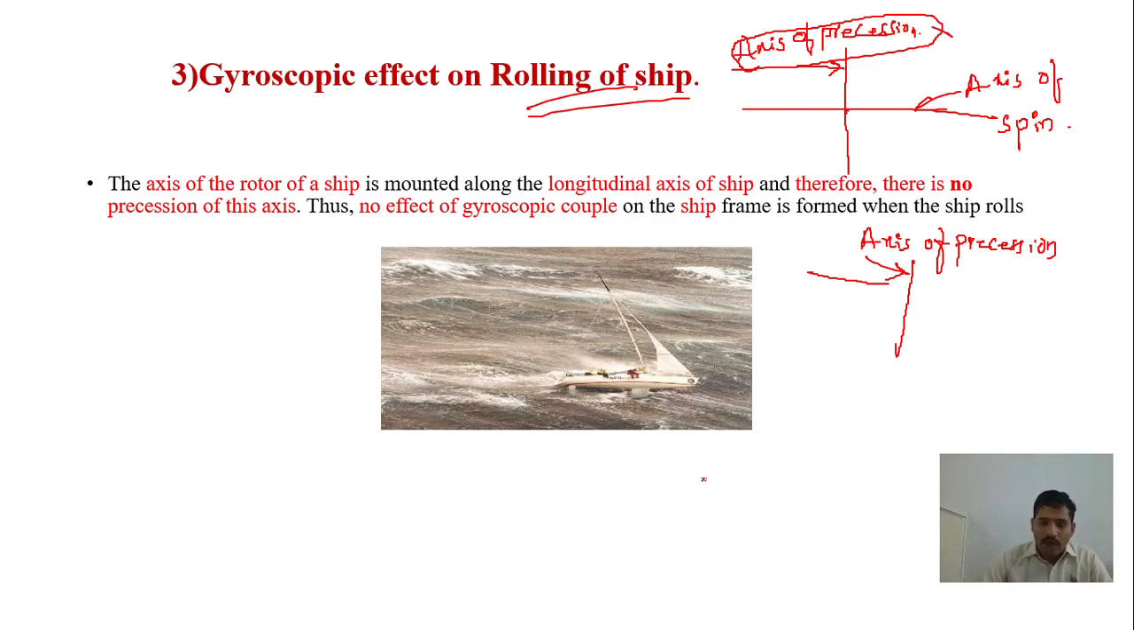So in the case of rolling of a ship, the axis of precession, the longitudinal axis, is always parallel to the axis of spin for all positions. Hence there is no gyroscopic couple acting on the body of the ship during rolling. Is it right? Like this.